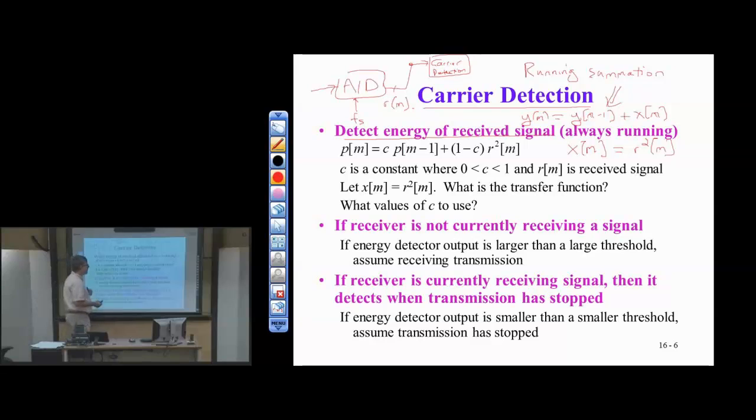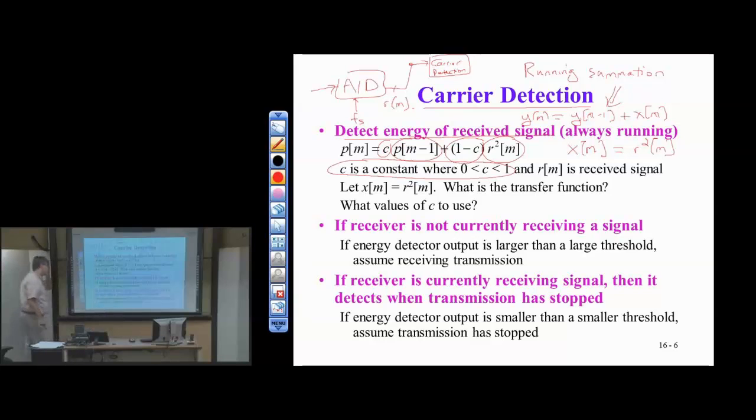Now, if we do a weighted combination, we'll see that this is a smoothing filter, and we'll derive the transfer function in just a second. C is some constant in the sum of a weight, so I'm going to take c times the previous output value, and 1 minus c times the current input value. The input value at the present time is, again, r squared of m. So it's instantaneous power. We're going to smooth those instantaneous power estimates with time filtering.